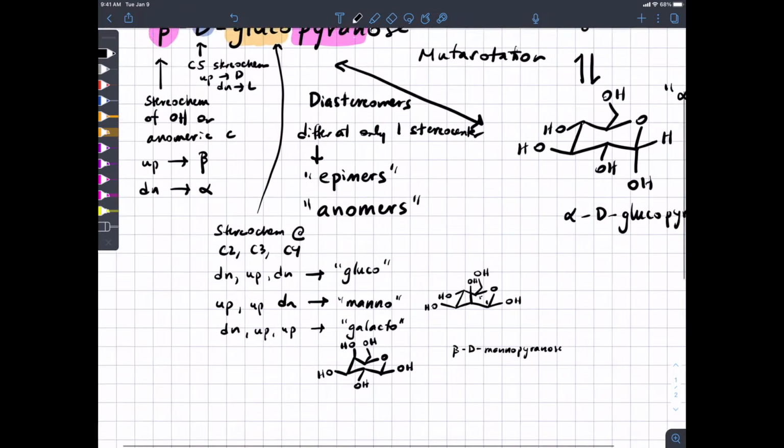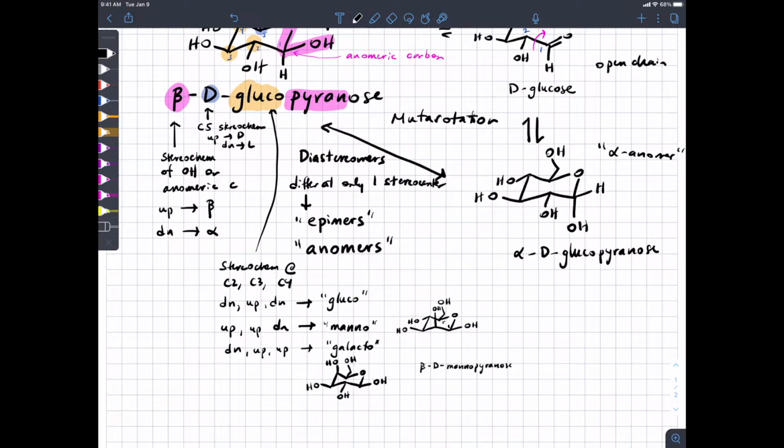Okay, so you're going to need to know those ways of talking about sugars. You're going to need to know the difference between glucose, mannose, and galactose. You're going to need to know the difference between alpha and beta anomers. Okay, questions so far?